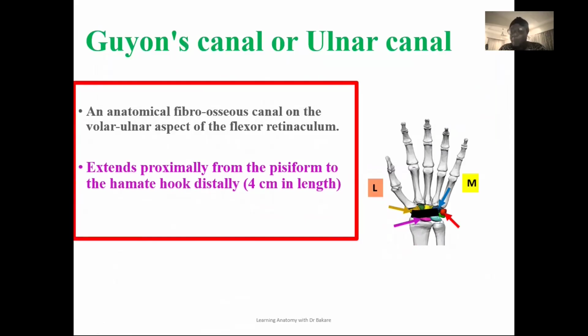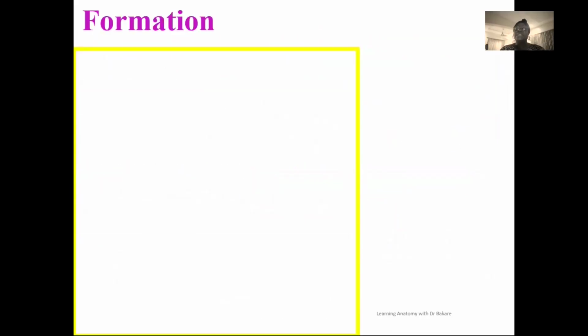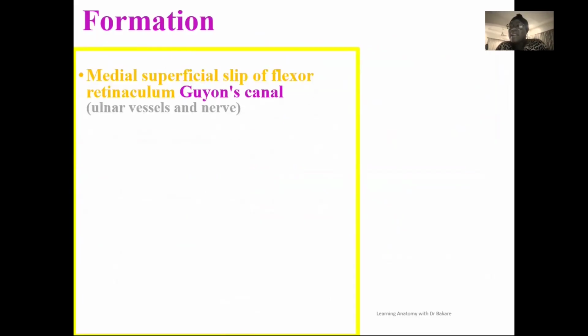Then if you go more superficially to the flexor retinaculum, it's where you then have the creation of the Guyon's canal. This canal is seen to be positioned around the medial side, and of course superficially placed to the flexor retinaculum. So now let's use this slide to describe how the Guyon's canal or the ulnar canal is created. The Guyon's canal is created as a result of the medial superficial slip or extension of the flexor retinaculum.